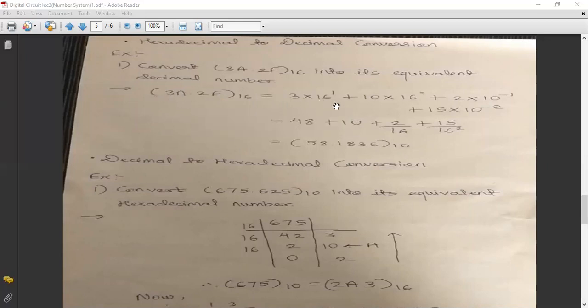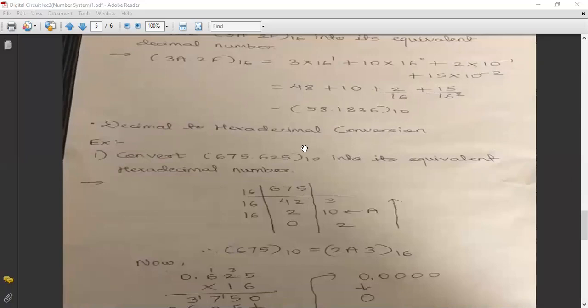So let us begin. 3 into 16 raised to 1, we have written the place value of 3, and our base is 16 here. So 3 into 16 raised to 1 plus A is nothing but 10, right? So 10 into 16 raised to 0, plus 2 is the right portion of the radix point. So 2 into 16 raised to minus 1, plus F is nothing but 15, so 15 into 16 raised to minus 2. On solving this, we will get 58.1836 to the base 10. What we have done here is converted this hexadecimal number into its decimal number.